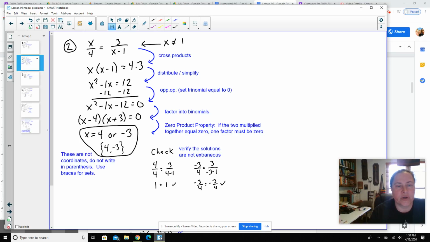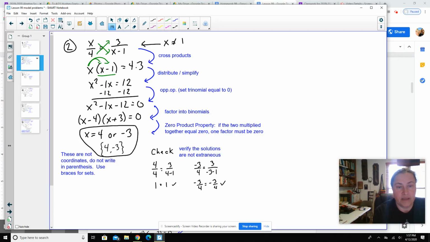All right, problem 2 is also cross products. So you've got numerator to denominator, denominator to numerator. Remember that that x minus 1 has to stay in parentheses. Then you're going to distribute. You get x squared minus 1x. Okay, so this one's a little bit different.